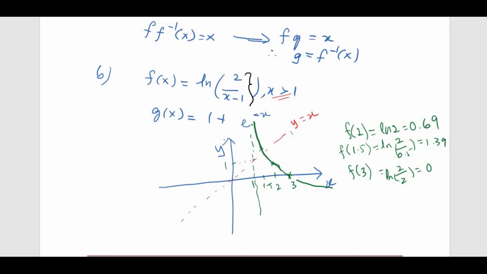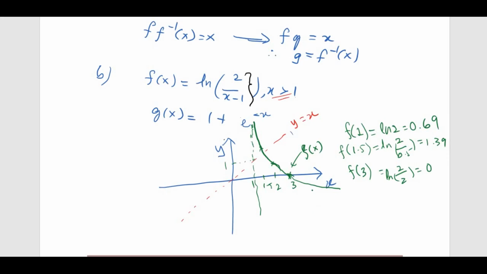As x approaches 1, f of x approaches positive infinity. If x approaches positive infinity, then f of x approaches negative infinity. So this is f of x. Now let's sketch the g of x.